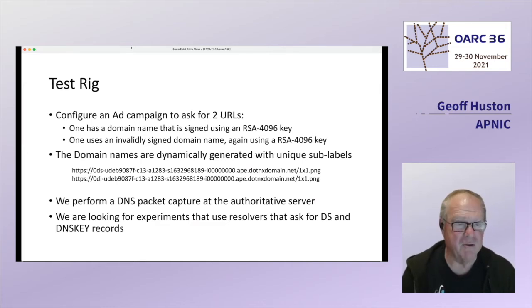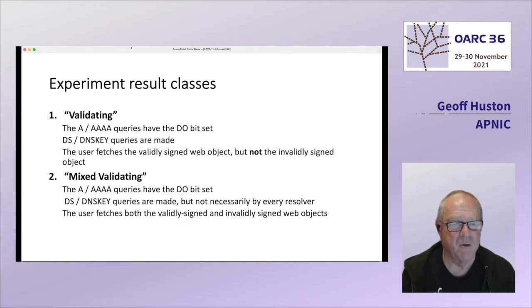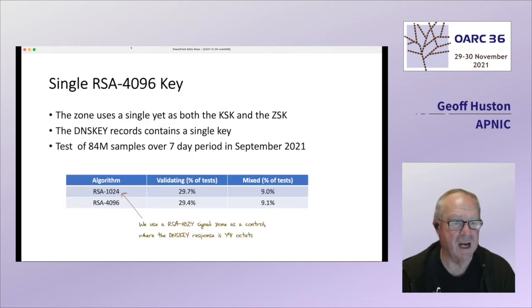Our test rig, I've been through this many times before. It's an ad. We do around 12 million samples a day. We sort folk into 2 classes. Either they're validating, in which case we see all the right queries, they fetch a validly signed object, and they do not fetch an invalidly signed object because the DNS is basically not answering it. And there's a mixed validating class where they do all the right queries, but when they get back a DNS validation failure, a SERVFAIL from their recursive resolver, they just go and ask another resolver that doesn't validate, and they get the answer and go and fetch the invalidly signed object. About 27% of users validate, around 10% of users are mixed validators.